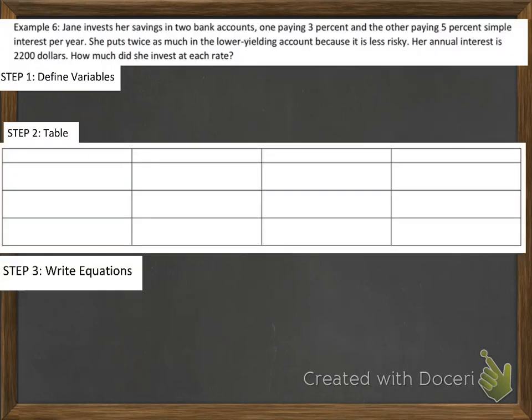Example 6. Jane invests her savings in two bank accounts, one paying 3% and the other paying 5% simple interest per year. She puts twice as much in the lower yielding account because it is less risky. Her annual interest is $2,200. How much did she invest at each rate? Remember, the last part of the word problem tells us what our variables are. So we have two accounts, one that yields 3% and one that yields 5%.